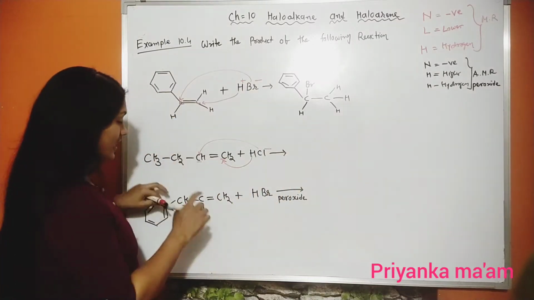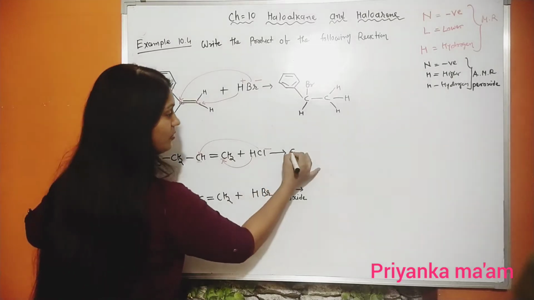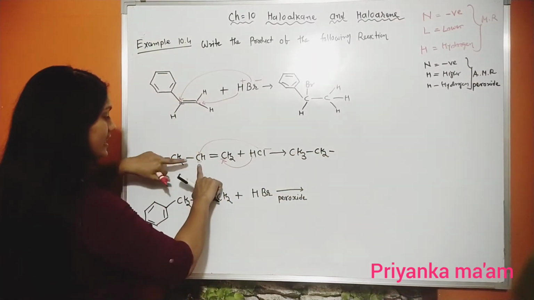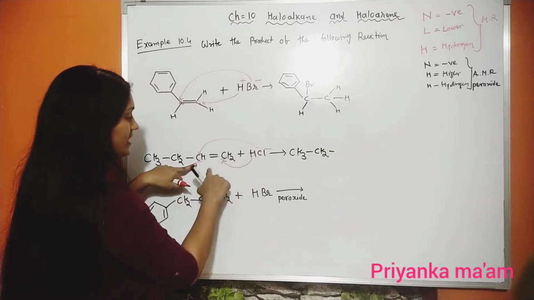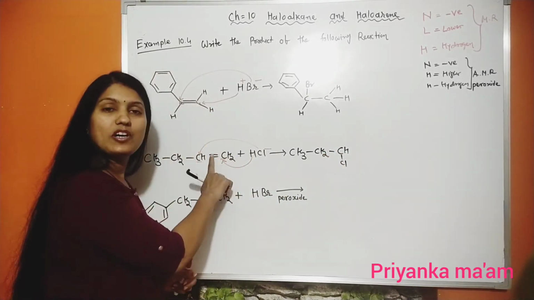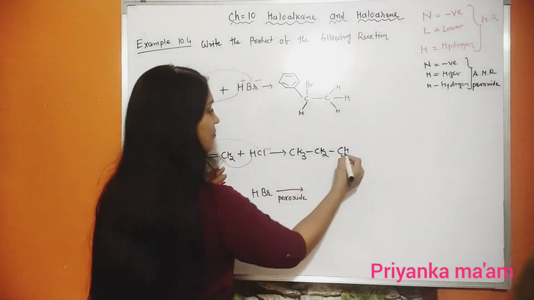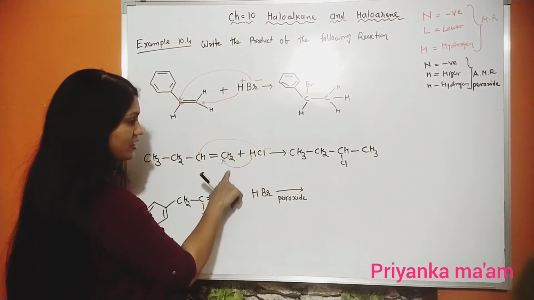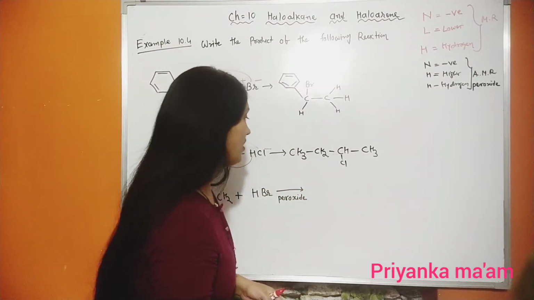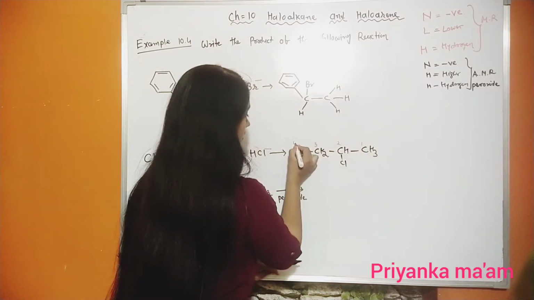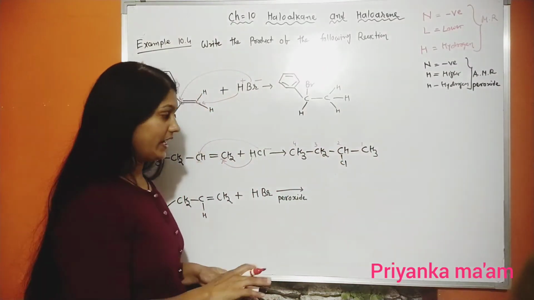So our product is CH3CH2, CH3, CH2, and this carbon attached with Cl, CH attached with Cl, and double bond is converted into single bond, and CH2 but ek hydrogen attached hua so CH3 is formed. What is its name? 2-chlorobutane.